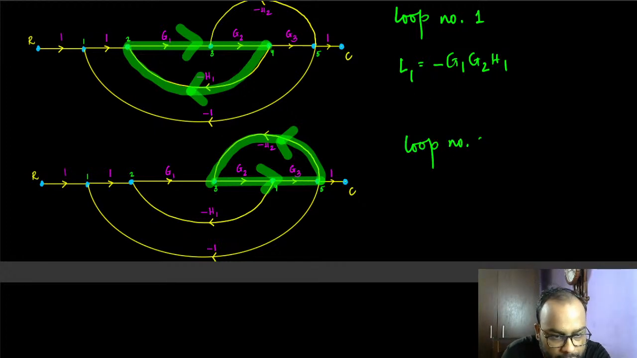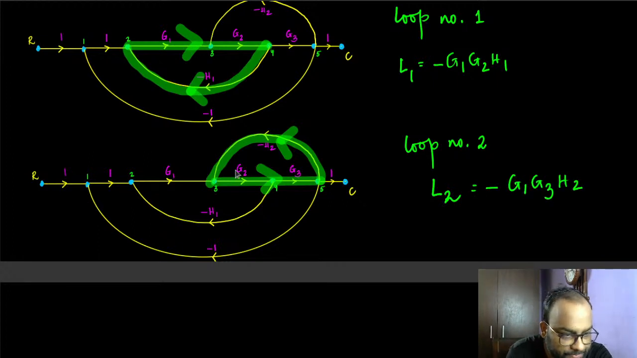Loop number 2 has a gain where you see that it is going through G1, G3, and then minus H2. So this loop gain L2 is minus G1, G3, H2. You multiply these, right? Whatever signal started here encountered a gain of G2, then a gain of G3, then a gain of minus H2. So this is the loop gain.